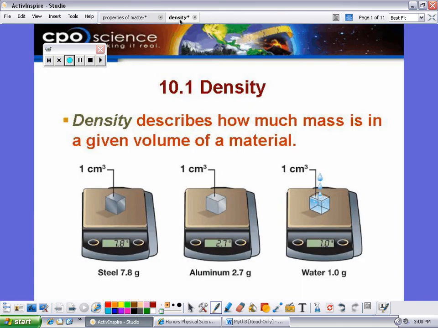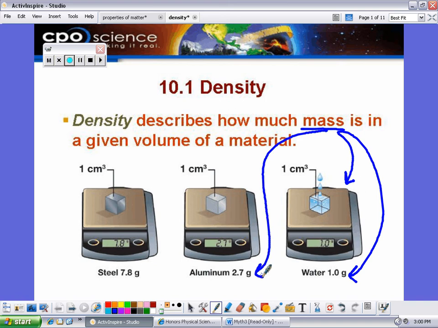the definition of density. Density describes how much mass is in a given volume of material. Now the mass is found by using a scale to figure out what the grams are. So you have water, which is 1 gram, aluminum 2.7, and steel 7.8. When it says a given volume, the given volume that we're referencing is this cube.